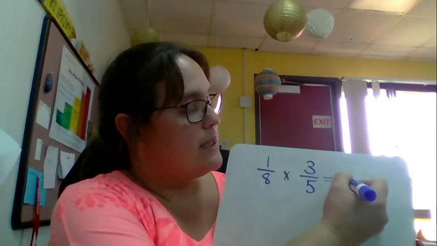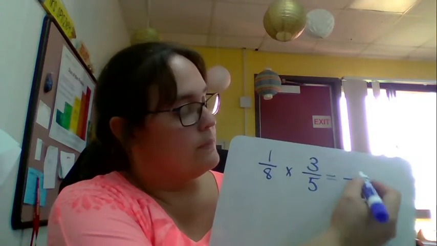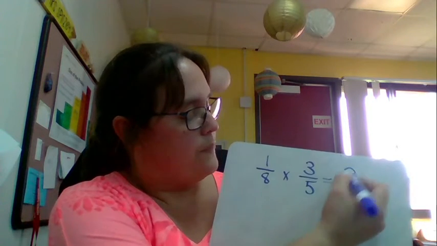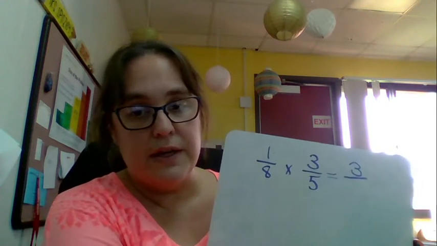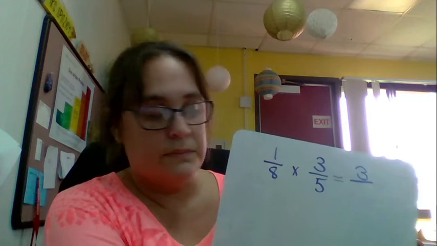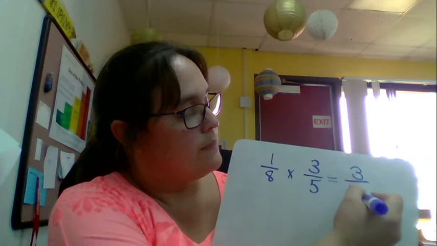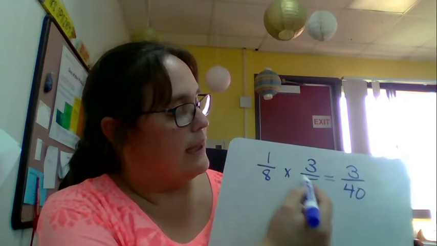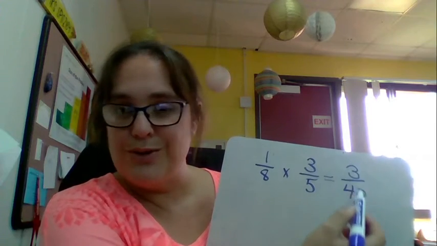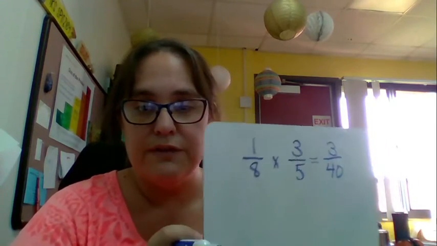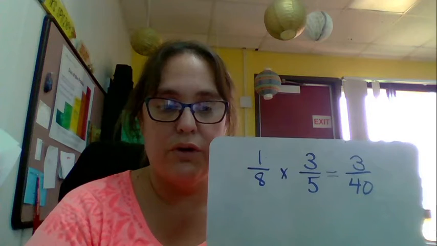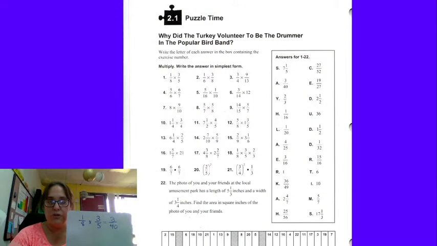So 1 times 3 is 3. And 8 times 5 is 40. Because there was no reducing here, I'm reassured that there's no reducing here, and that's my final answer of 3/40. Go back to your worksheet, and because it's puzzle time, you are looking for 3/40, and there's your answer A right here.